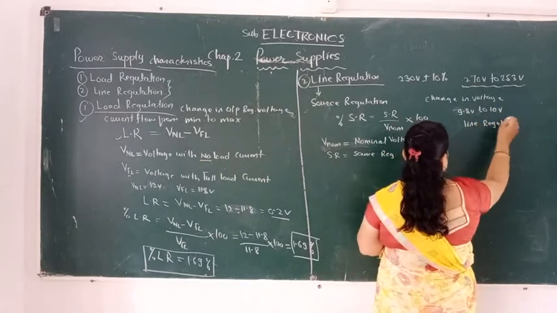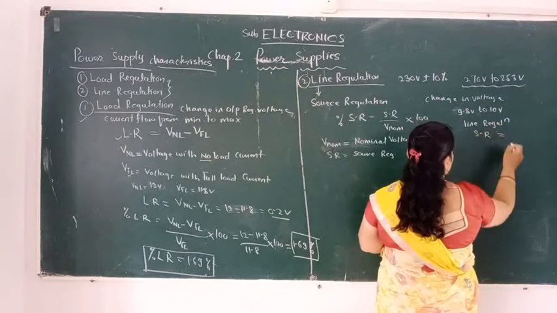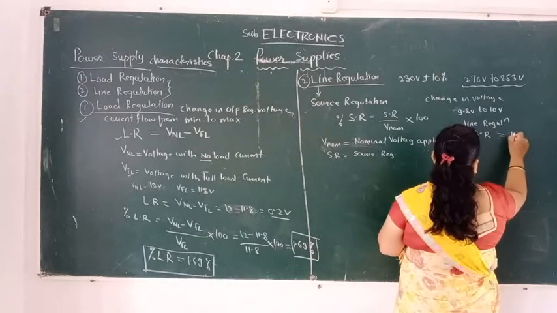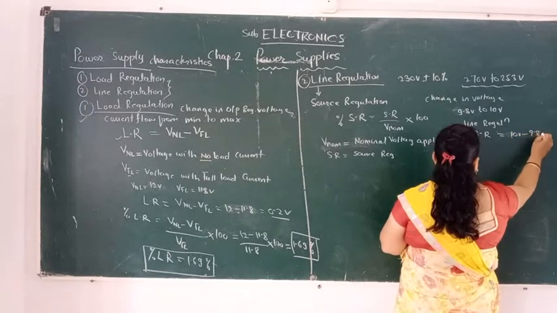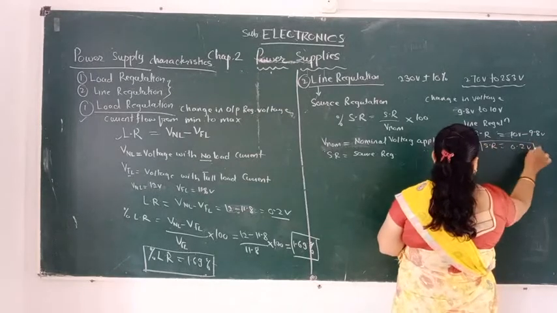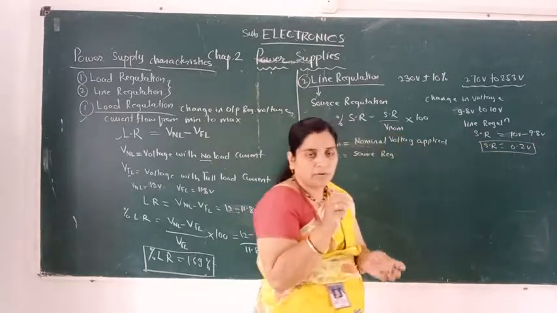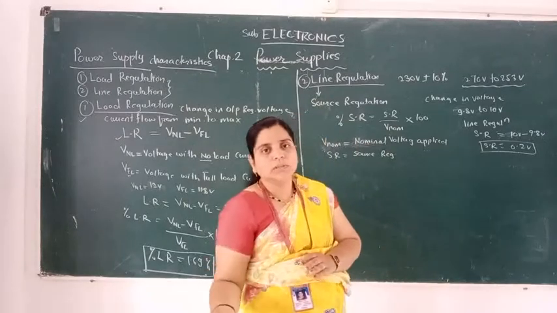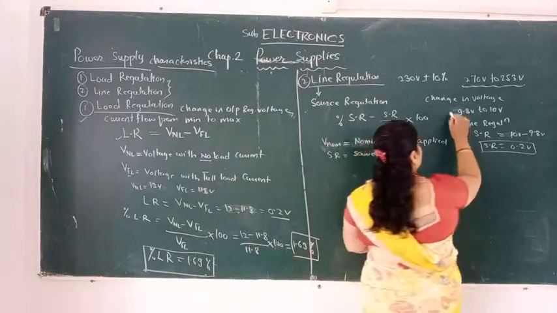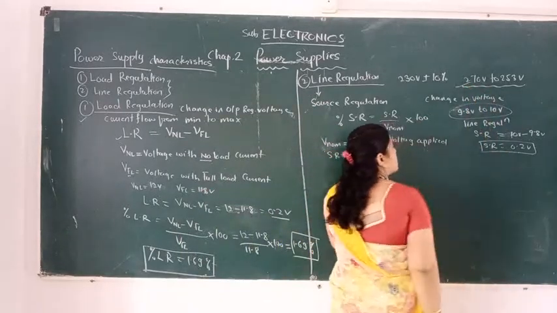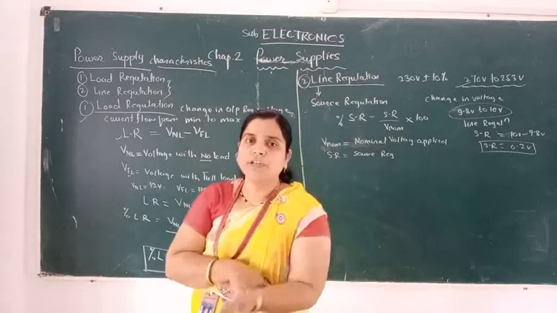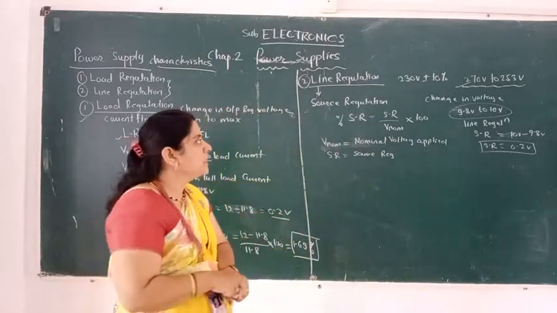What will be the line regulation or SR? SR will be 9.10 volt minus 9.8 volt, which is equal to 0.2 volt for the SR of the load regulation. It ranges from 9.8 volt to 10 volt. Okay, so it is an example. It's not a fixed range. The change between two voltages is called the line regulation.